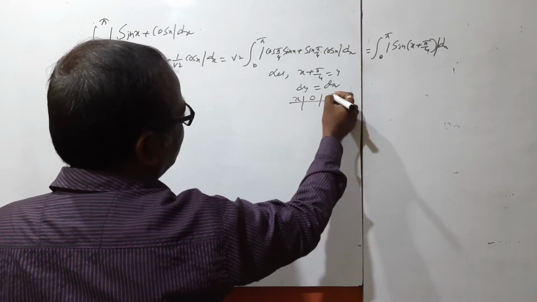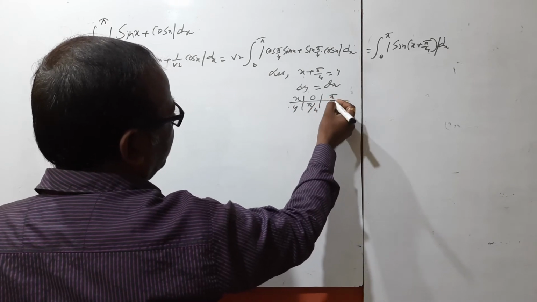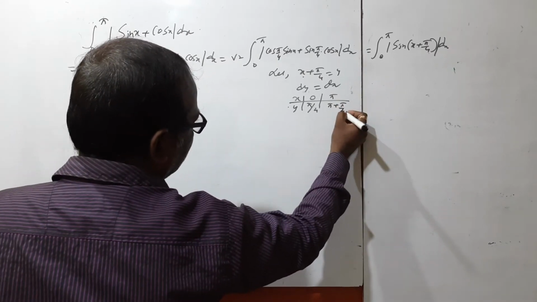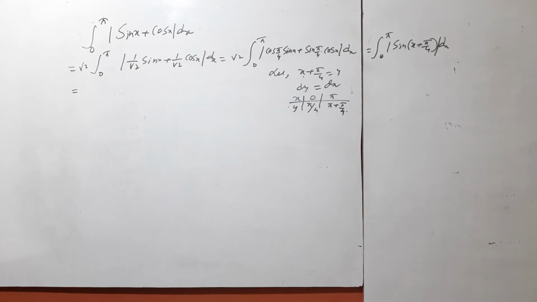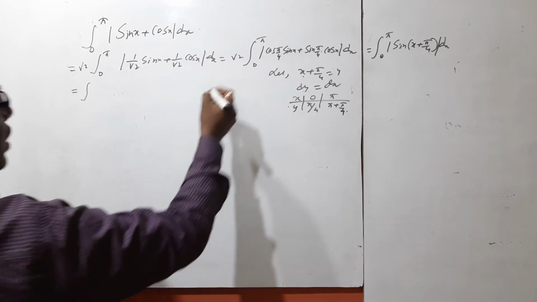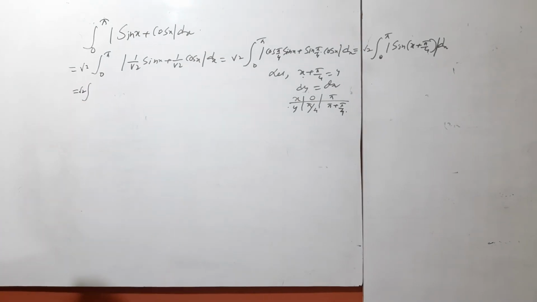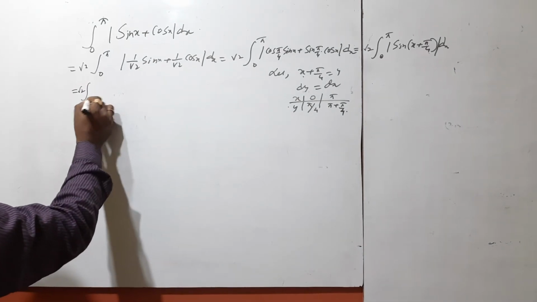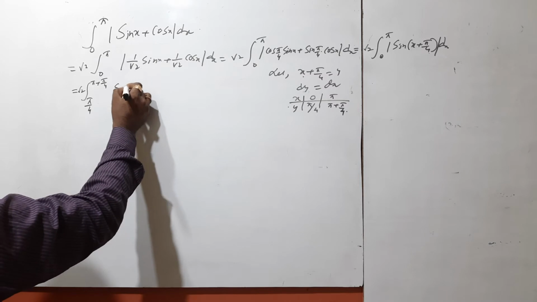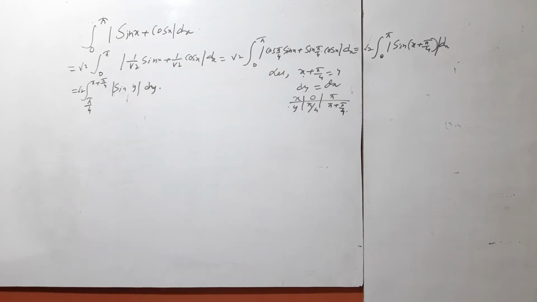For x here is 0 and pi, if we put 0 then y is pi by 4, if we put pi then this is pi plus pi by 4. Okay, pi plus pi by 4. Now changing the limit with the variable y, this is root 2 times, changing the limit from pi by 4 to pi plus pi by 4, and now mod of sin y dy.